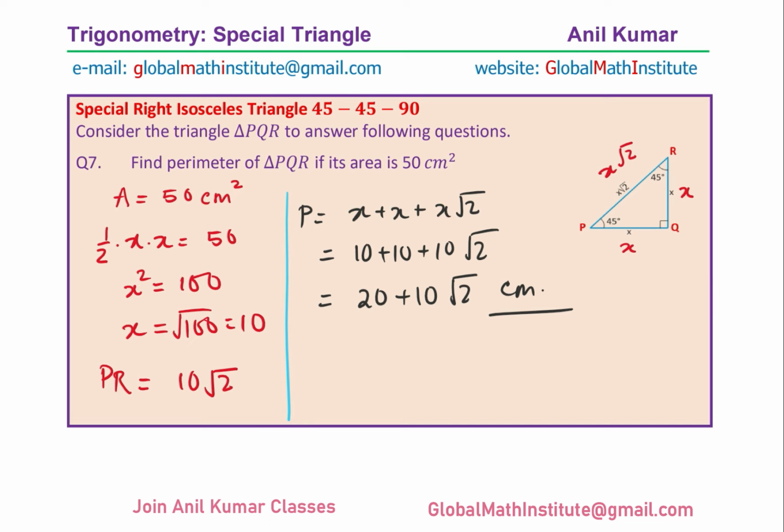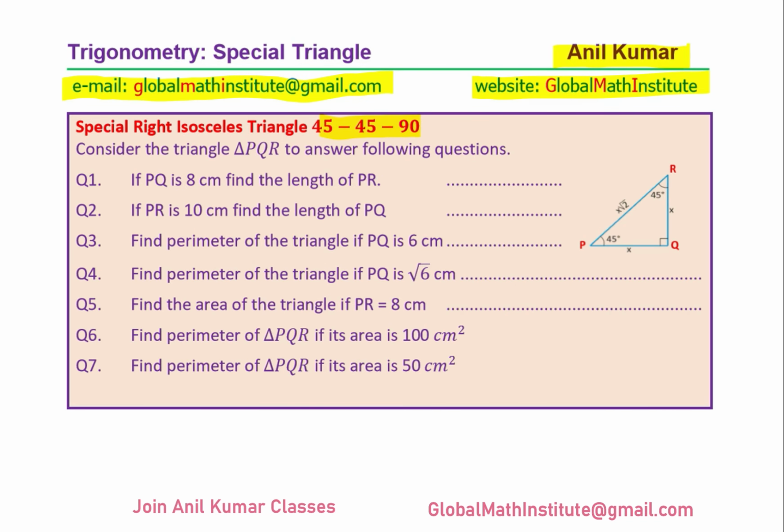Perfect. So that is how we have answered all the 7 questions to begin with, right? So the simple concept was that the relation between the sides of a special triangle is 1 : 1 : square root 2, right? Now with any scale factor, we can work out these examples. I hope the strategy is absolutely clear.